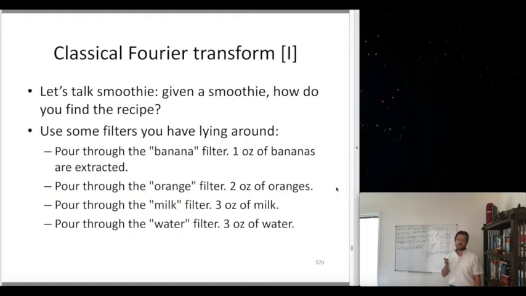So let's talk about the Fourier transform first. So let's say we have a smoothie. That's always a good example.